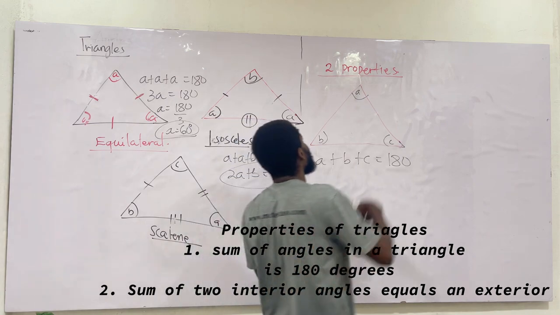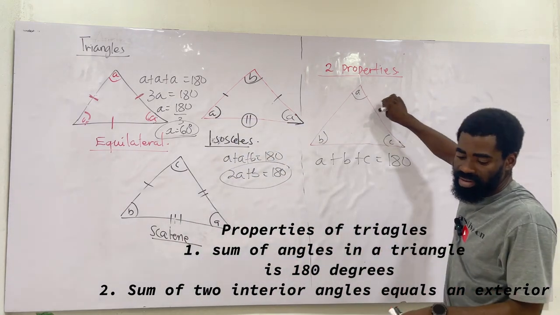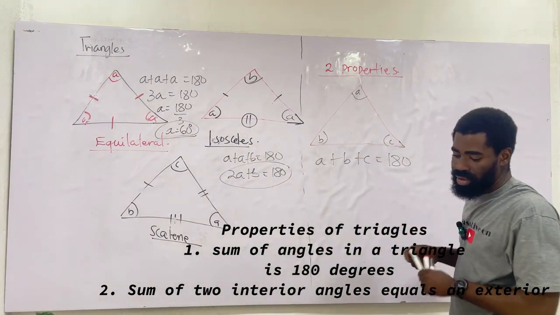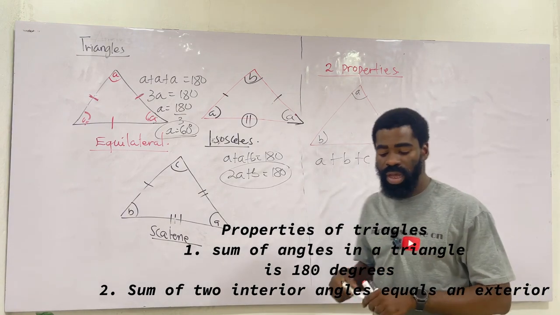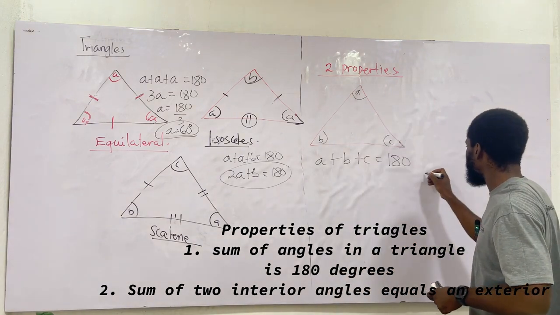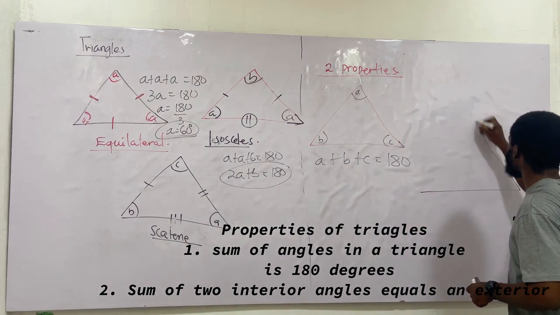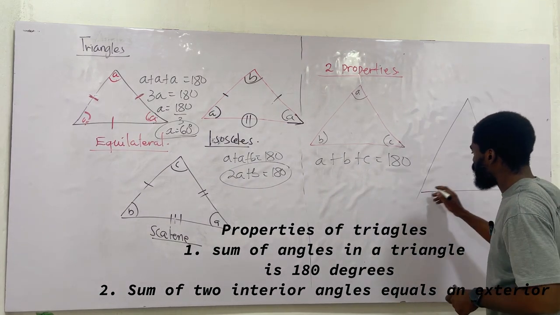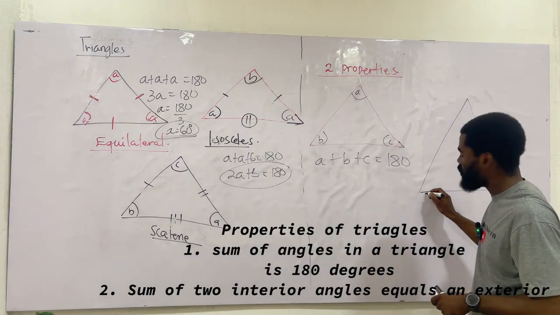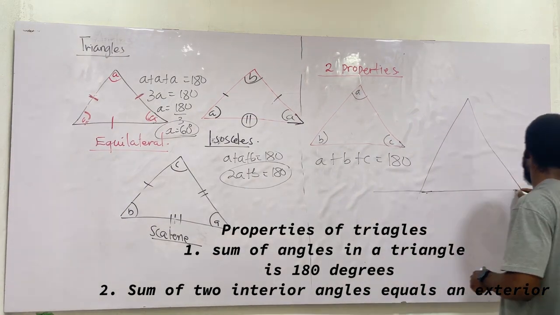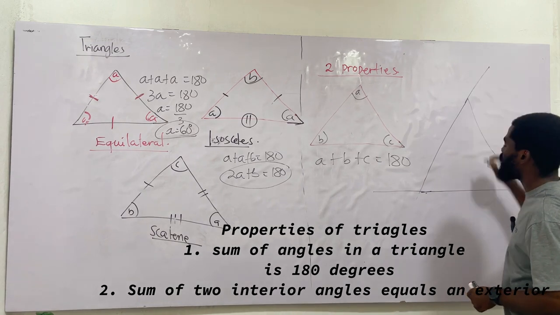Good. So this is the first property, that the sum of angles in a triangle is equal to 180. And the second property, which most of you get confused about, is very simple too. The second property says that the sum of 2 interior angles equals an exterior angle. So let me trace these ones out. Let's see the trick here.